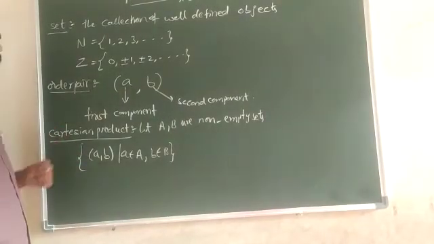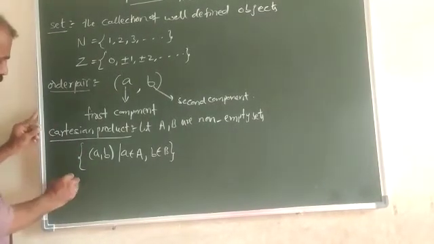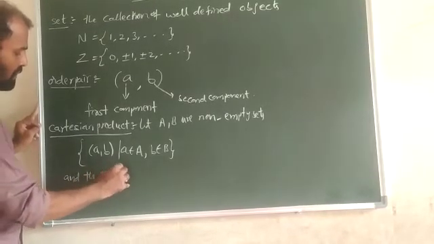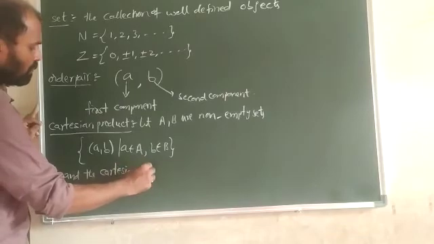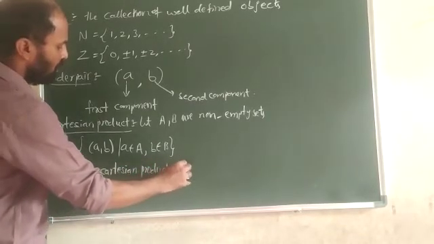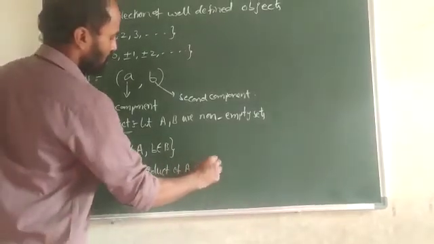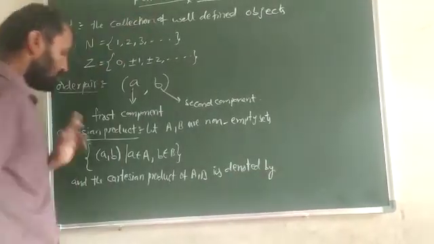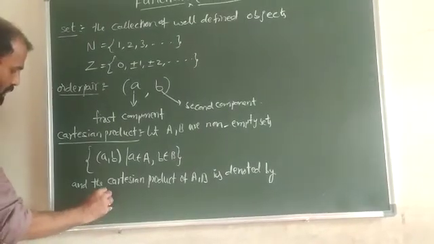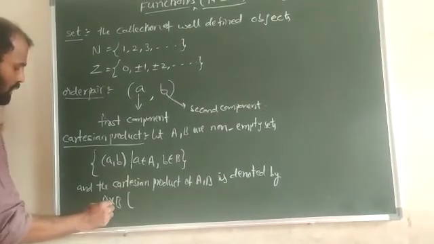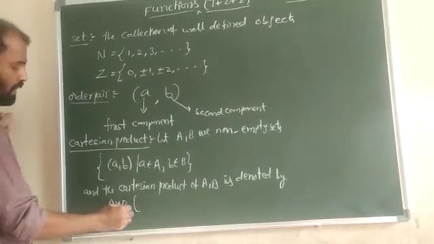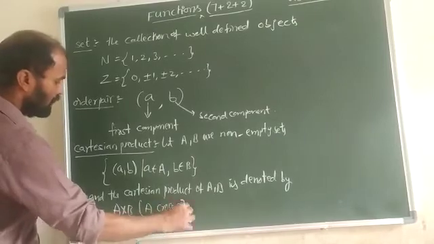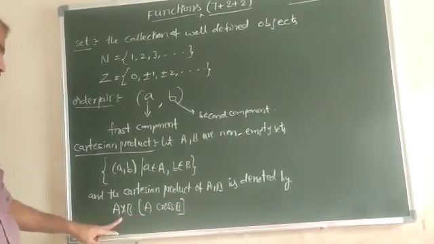And the Cartesian product of A, B is denoted by A cross B. So we have to write A × B and read it as A cross B.